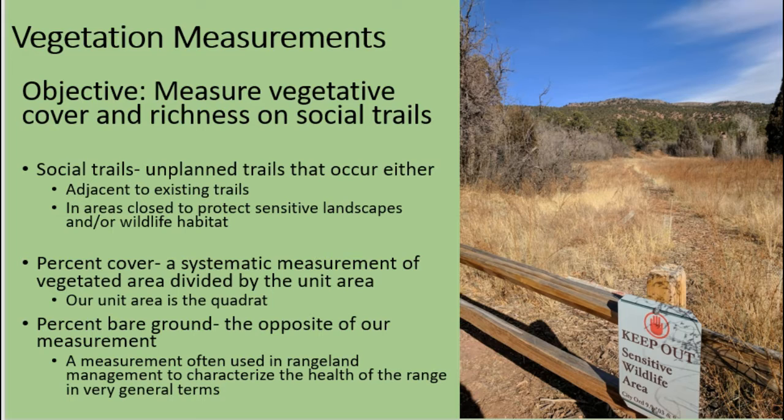In this video and in this measurement environment, we will talk about percent cover or vegetative cover. This is a systematic measurement of vegetative area divided by the total unit area. Our unit area is the quadrat. We'll talk about that in a minute. The opposite of percent vegetative cover would be the percentage of bare ground. This measurement is often used in rangeland management to characterize the health of the range in very general terms.